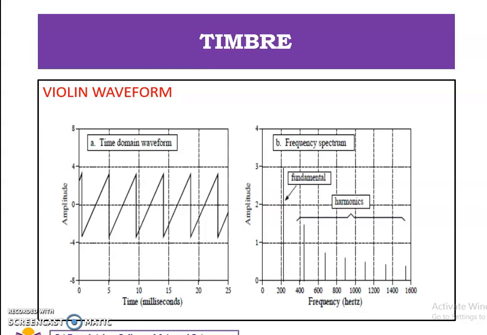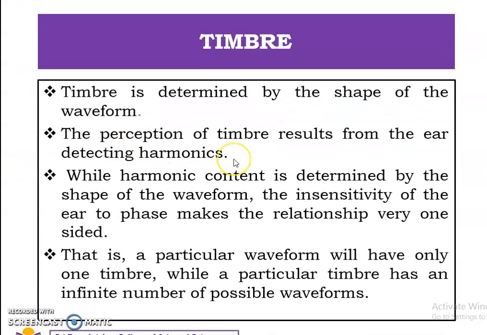The same sound played by a different instrument may have a different diagram, but the ear could not identify the phase of the waveform. So the timbre is determined by the shape of the waveform. This is what we discussed.